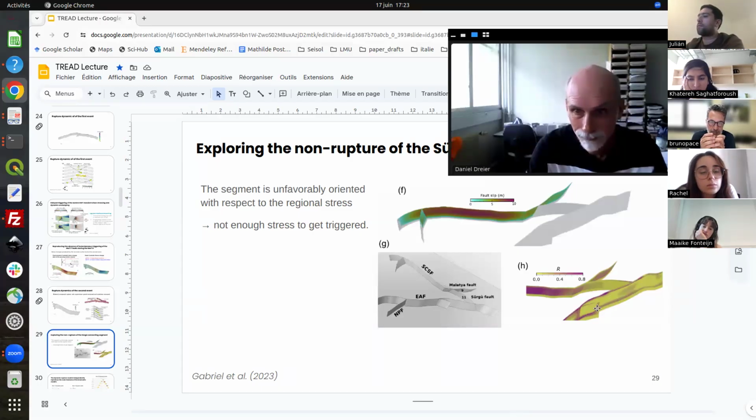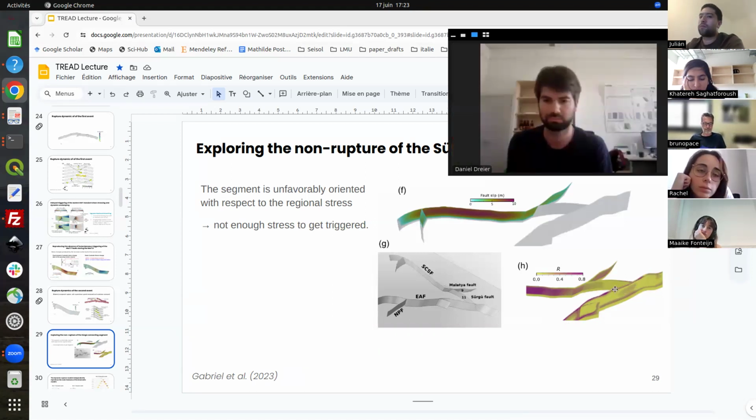Okay, so there are two things. Sorry, I didn't say it earlier: this R value distribution is computed after the end of the first event. That's why it's very low on the East Anatolian fault here, because the first event already ruptured, so the pre-stress level is very low on these parts. And on this segment here, the pre-stress is very low because the stress regime we assume is not well oriented to maximize the pre-stress level on this fault. Does it answer your question?